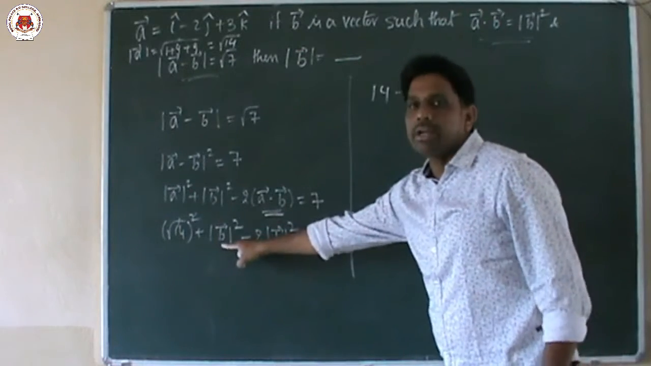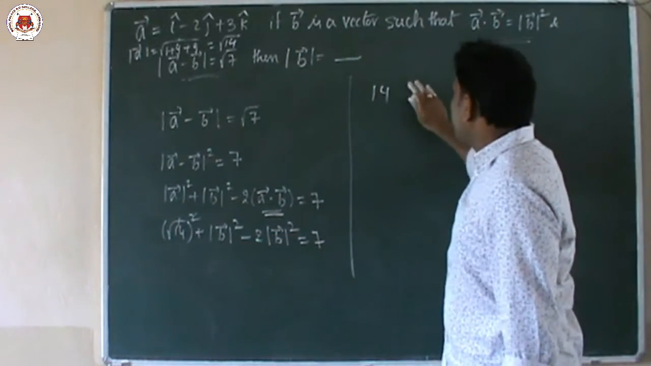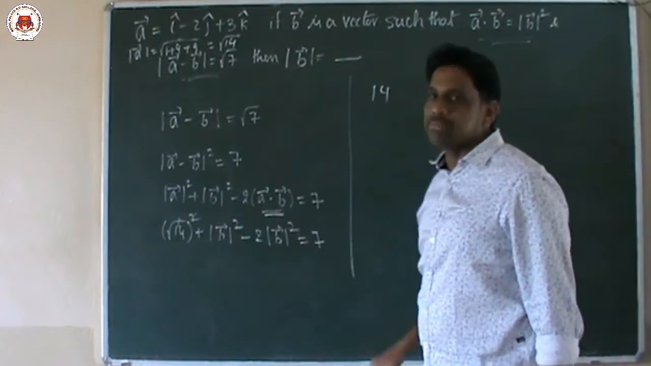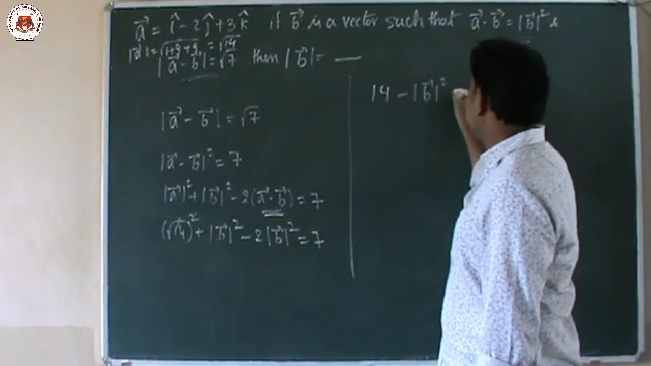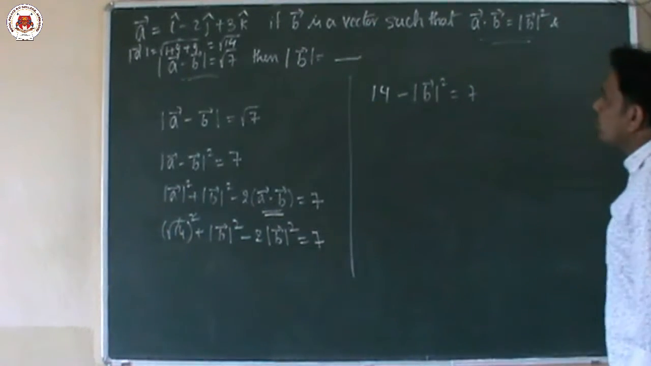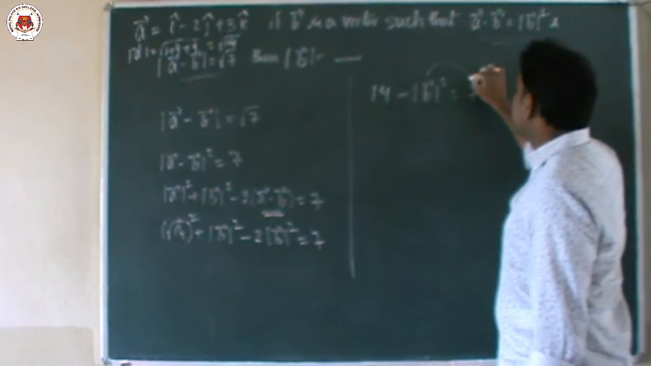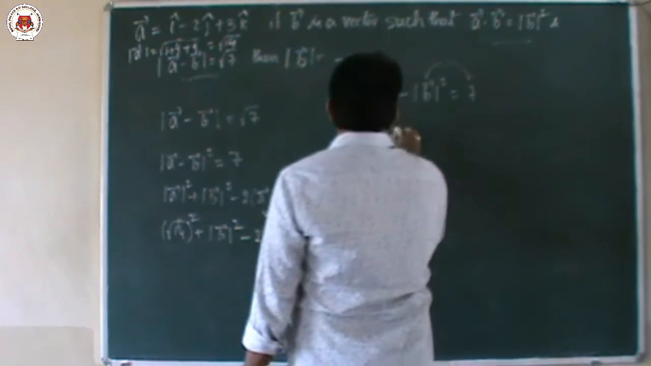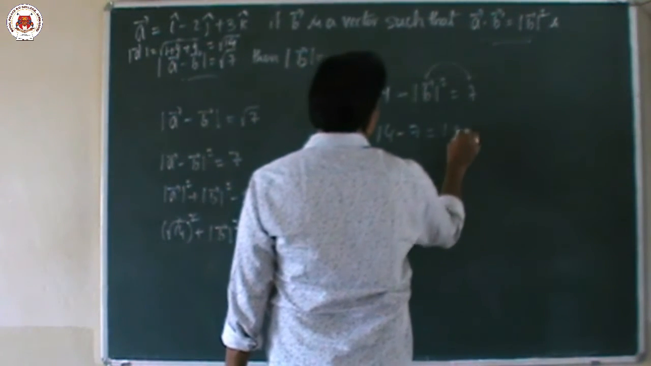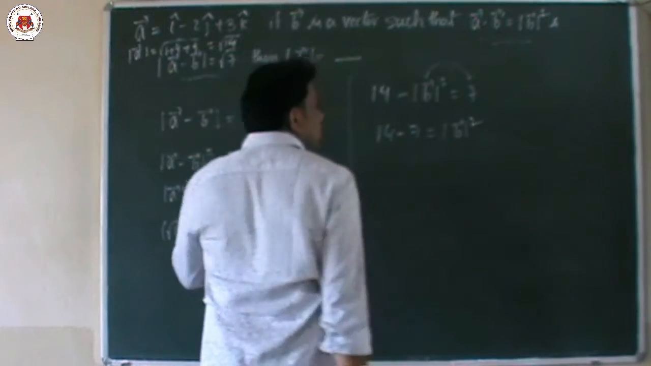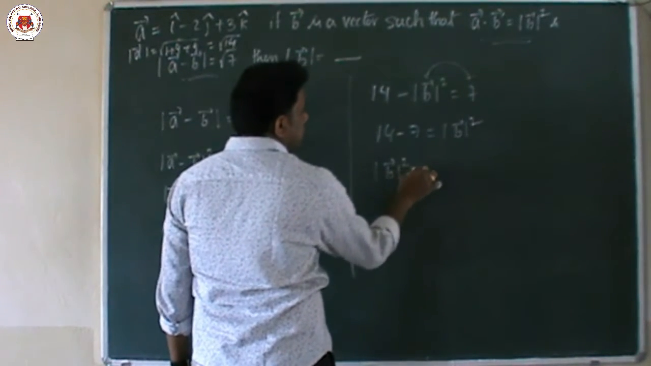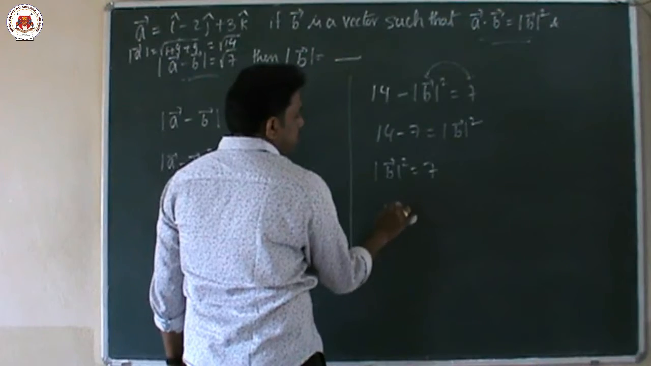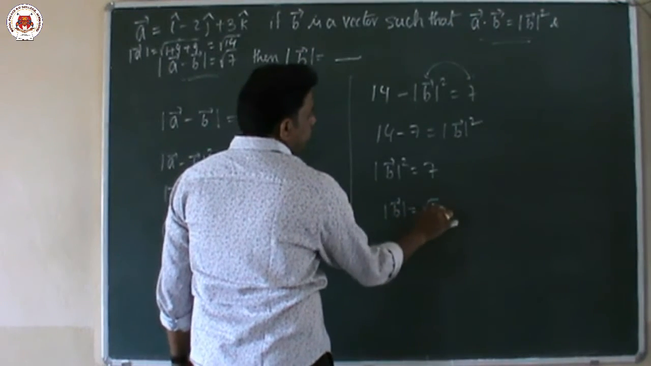Sorry, mod of B vector square minus 2 B vector square, plus B square. It is nothing but mod of B vector square is equal to 7. So we have to find mod B vector, exchanging of both the terms. Then 14 minus 7 equal to mod of B vector square. So mod of B vector square equal to 7. Then what happened? Mod of B vector equal to root 7.